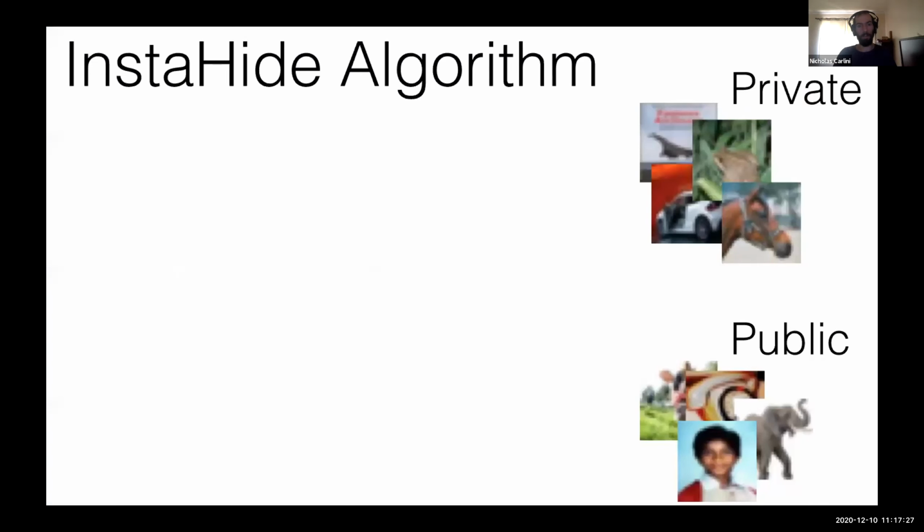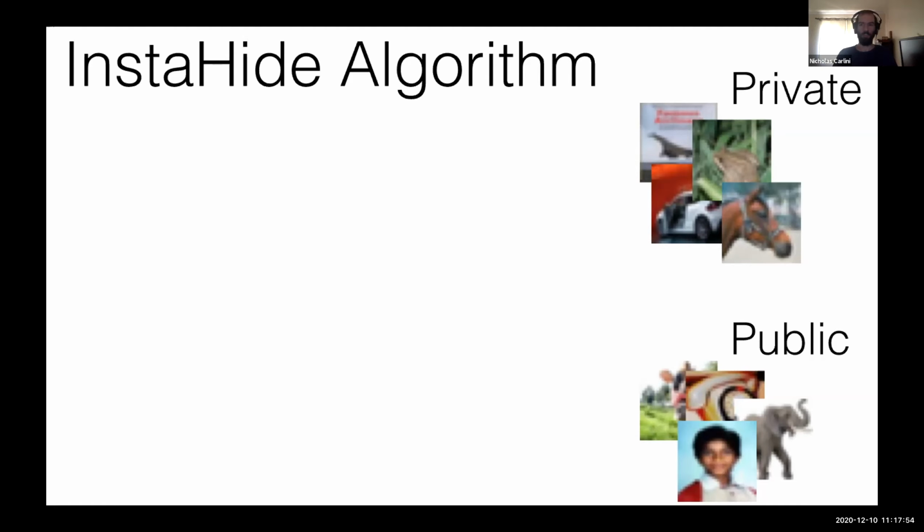So let me briefly tell you how Instahide works. It's a relatively simple approach, and it has two pieces. First, we assume that there's a private data set. These are images that I think of as sensitive. Maybe for this talk, these are images from CIFAR 10. And for some reason, I'm going to consider them sensitive. And I also have a public data set of images that are not sensitive, that are just random images scraped from the internet or something.